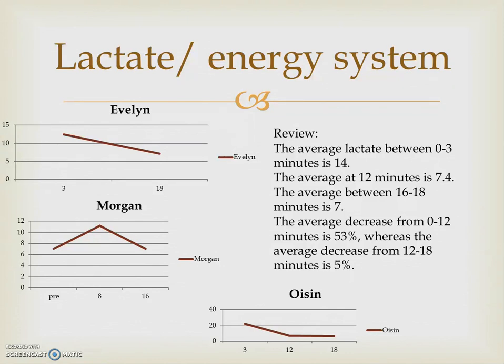So the review of the lactate energy system is that the average lactate between all 3 of the clients between 0 to 3 minutes is 14. The average at 12 minutes was 7.4. The average between 16 to 18 minutes was 7. The average decrease from 0 to 12, which shows that they were working anaerobically and moved into aerobic, was 53%, whereas the average decrease from 12 to 18 minutes was 5%, which shows that they're further doing it, but the body has not fully got rid of all the waste products produced by that anaerobic energy system, which is lactic acid.